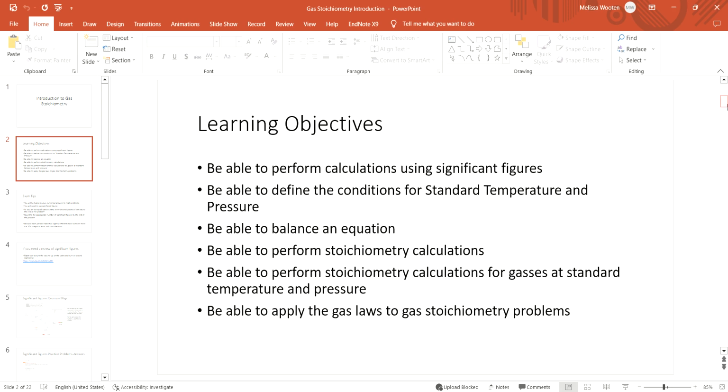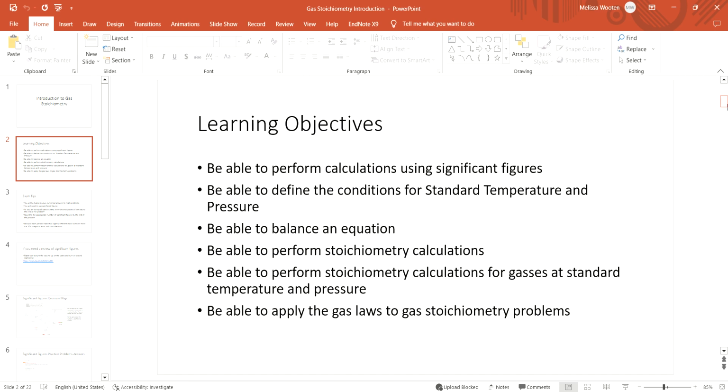So these are your learning objectives. You need to be able to perform calculations using significant figures, like I just said. Be able to define the conditions for standard temperature and pressure. Be able to balance an equation. Be able to perform stoichiometry calculations for gases at standard temperature and pressure, and be able to apply the gas laws to gas stoichiometry problems.